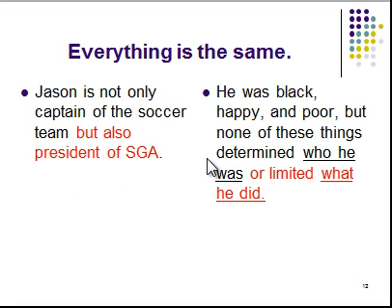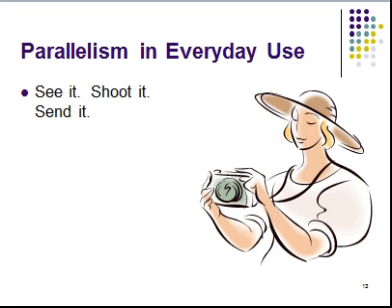Here also in this example everything is the same. You see here Jason is not only captain of the soccer team but also president of SGA. Here the parallelism is correct, and also here: he was black, happy and poor. This is parallelism also, but none of these things determined who he was, or limited what he did. So you have here determined who he was, or limited what he did. This is also parallel.